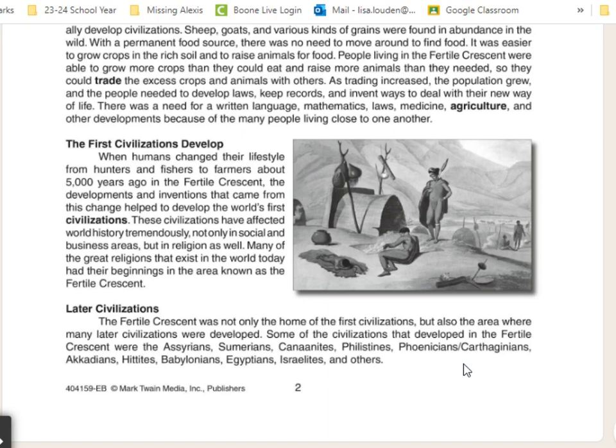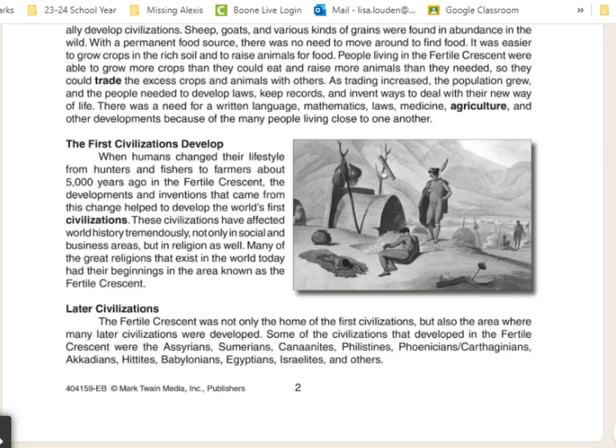The first civilization develops. When humans changed their lifestyle from hunters and fishers to farmers about 5,000 years ago in the Fertile Crescent, the developments and inventions that came from this change helped to develop the world's first civilizations. These civilizations have affected world history tremendously, not only in social and business areas, but in religion as well. Many of the great religions that exist in the world today had their beginnings in the area known as the Fertile Crescent.